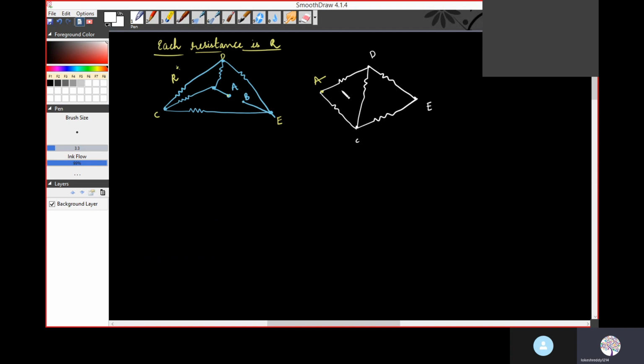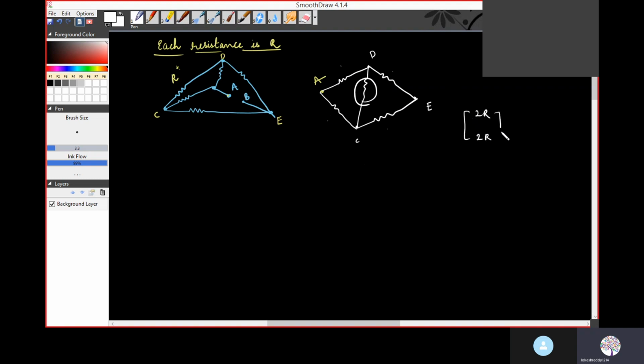So here all of them are equal resistances. So P by Q is equal to R by S, so I can remove this resistance. What I'll get is R plus R is 2R, and R plus R is 2R.